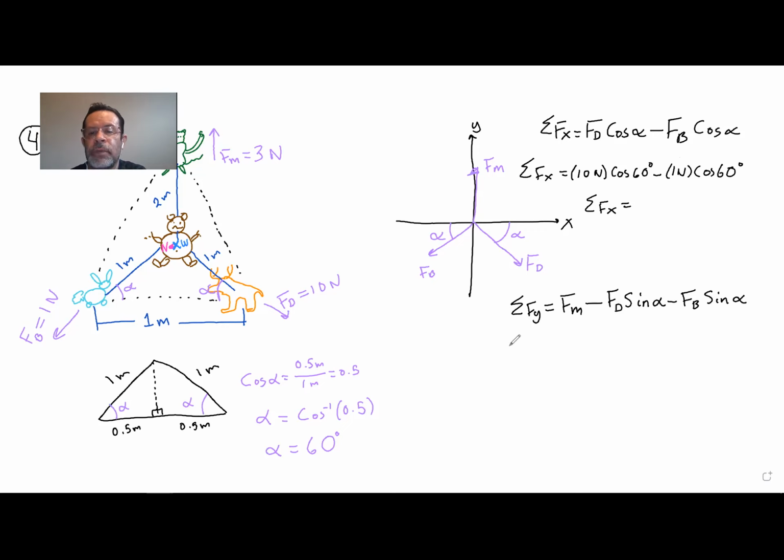And I'm going to go over here at the bottom. The sum of forces in Y is going to be equal to Fm, the force of the monkey, which is 3 newtons, minus the force of the deer, which is 10 newtons, multiplied by the sine of 60, minus the force of the bunny, which is 1 Newton, multiplied by the sine of 60. Please, you guys, help me out with these two values.